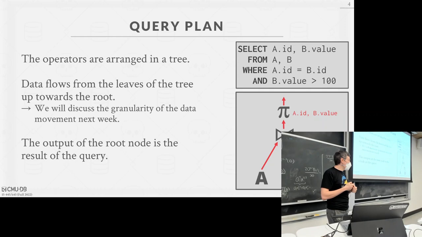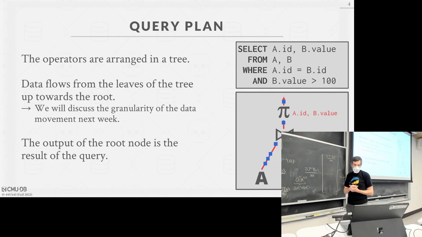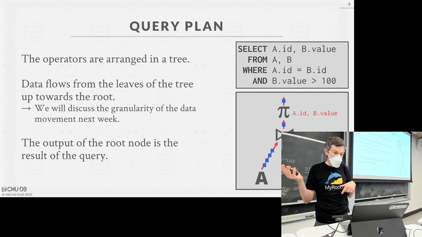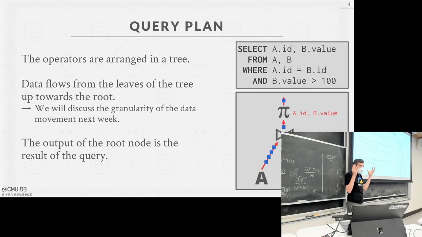So say we're doing a join here on A and B. At the lowest level of the leaves, I'm scanning A and I'm scanning B. The A operator is passing data up to the join, and the B operator is passing data up to this filter operator, which then passes up to the join. The join outputs data that then goes to the projection operator, and after the projection operator, that's the result that's returned back to the application. I'm not going to say what the actual granularity of this data looks like that we're passing along. We'll cover that next week. But just know that this is roughly how every single database system is going to execute queries at a high level.